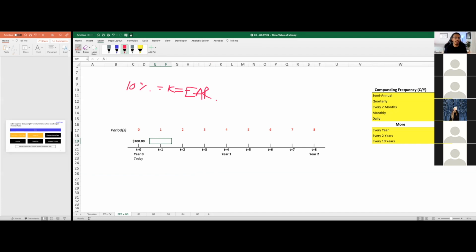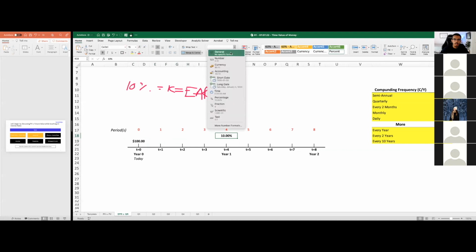Could somebody tell me in the chat how much interest we made this year if we are making 10% per year? Well, Lead says 10. I need a few more people because this is a very easy question. If we invested $100, after 1 year, if our interest rate is 10% per year, we made 10 bucks, 100%. So we made $10. We could write this right here. Yeah, so we made 10 bucks.